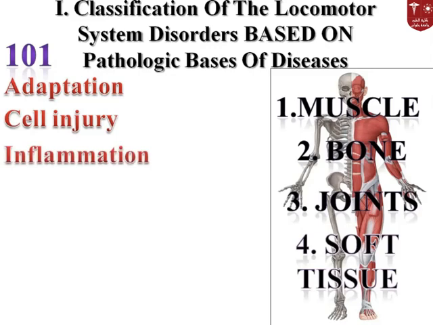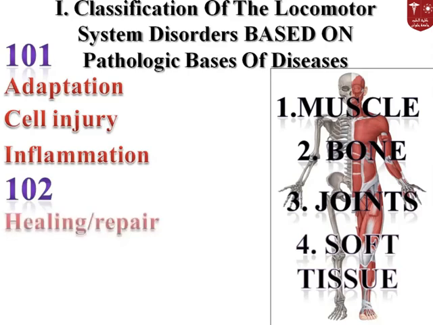You also studied inflammation, and in inflammation the body reacts to a certain irritant that injures the cells, right? And also muscle, bone, joints, and soft tissue can get inflamed. In the second module, you learned healing and repair, and this will also be applied on the locomotor system. For example, when someone gets a bone fracture, we need the two ends of the fractured bone to unite together and heal into one bone, right? This is a form of healing.